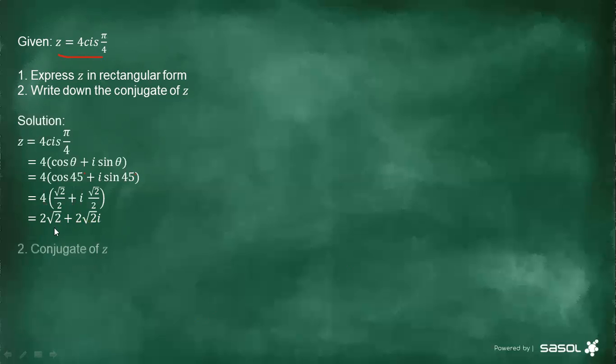And then step number 2, conjugate. So you just change the sign of bi, and then it's going to be -2 square root of 2i. So every time you say conjugate, write the conjugate. Just change the sign of the imaginary part, which is bi. All right.